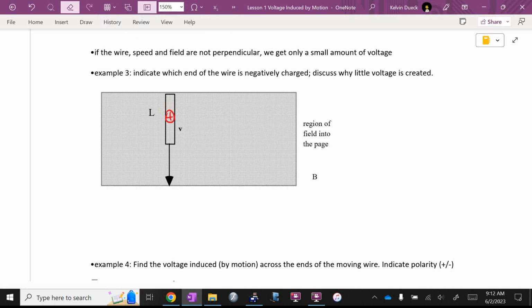What direction is that positive charge traveling? Well, it's inside the bar. What direction is the bar traveling? Down. So point your thumbs down, magnetic field into the page. The positives would try to get pushed that way, the negatives that way. Are you going to be able to really separate the charges at all? It's too skinny. Doesn't work well.